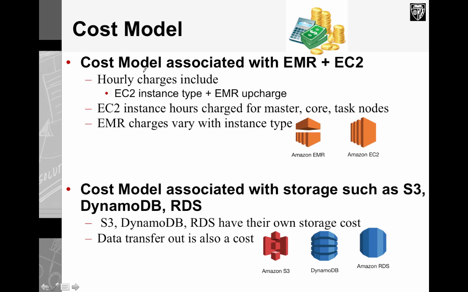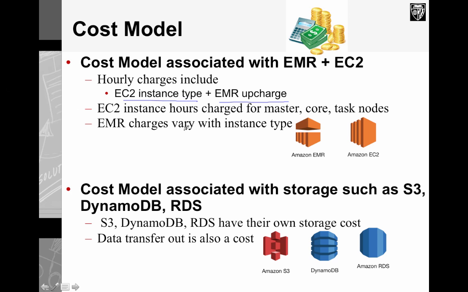The cost model is extremely important for Hadoop because you're processing a lot of data, you may need a lot of machines to process it, and so the price can go up. So it's important to understand how the cost model works. First of all, the charges are done hourly, and the hourly charges include the EC2 instance type plus the EMR upcharge. Now, if the EC2 instance type costs 32 cents per hour, they may charge you 35 cents, about a 10% upcharge, because they're installing the Hadoop software on top of it.